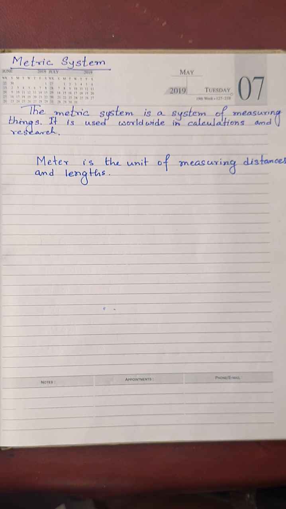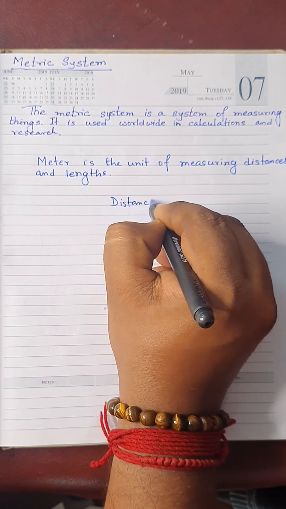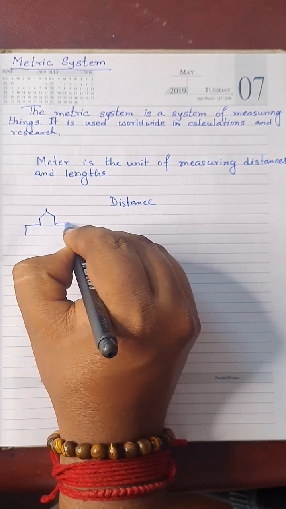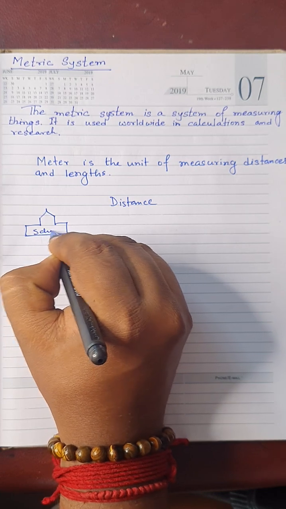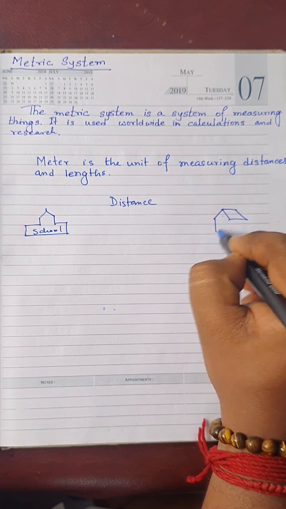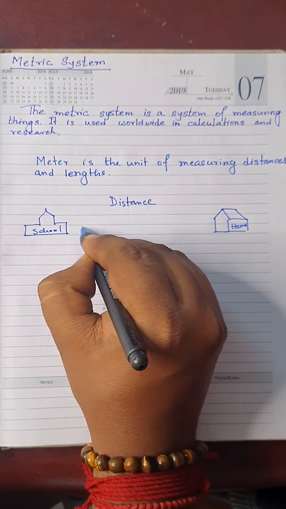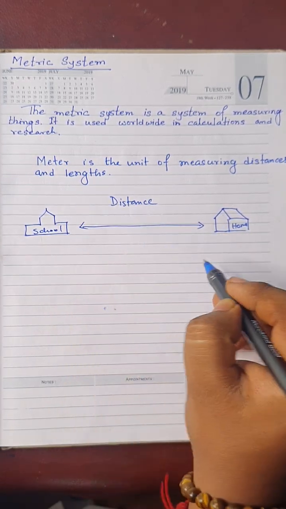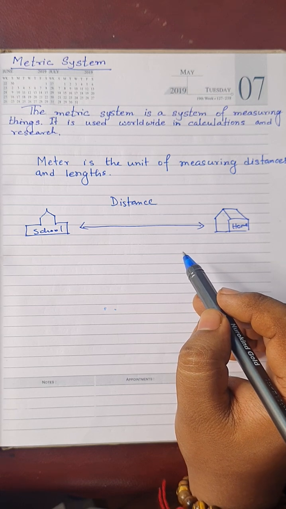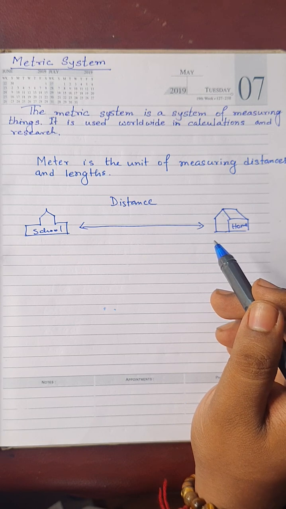For example, the distance between your school and your home, we use this unit. Okay, the length of your cloth, we use meter.